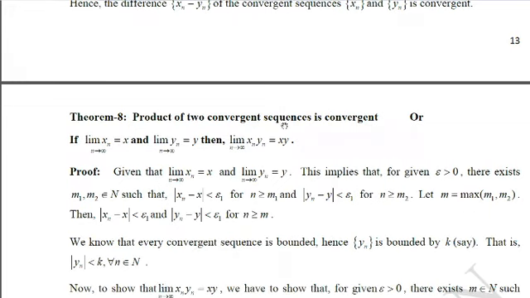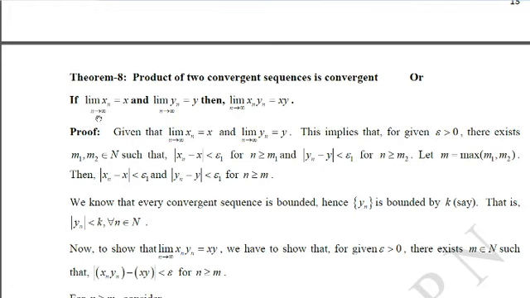So let me take two sequences xn and yn and assume that they are convergent. Therefore xn converges to x and yn converges to y. Then we have to show that their product xn into yn converges to xy. But we knew by the definition of limit of a sequence, for given epsilon greater than 0, there exists some positive integer m1 such that mod xn minus x is less than some epsilon 1. Here, instead of epsilon, I have taken epsilon 1. This one is also epsilon 1, for n greater than or equal to m1.